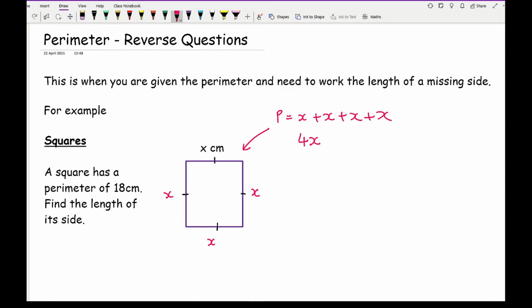Now because I know what the perimeter is, which is 18 centimeters, and that's P, what I've got then is that 4x equals 18. So now I want to get x by itself, and at the moment it is being multiplied by 4. The opposite of multiplying by 4 is to divide by 4. And so what I end up with then is 18 divided by 4, which leaves me with 4.5. And there is my final answer.